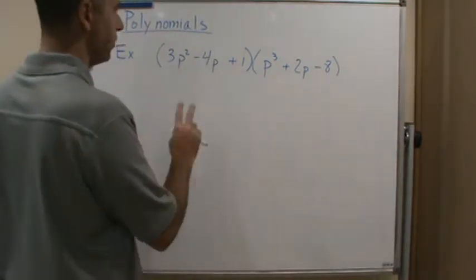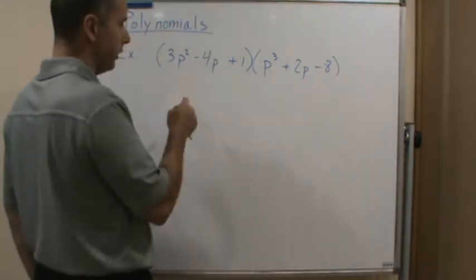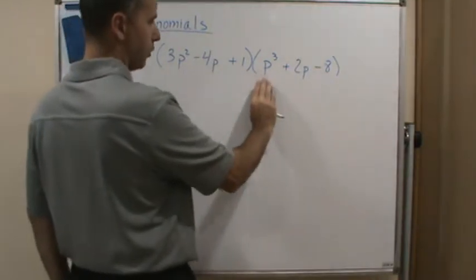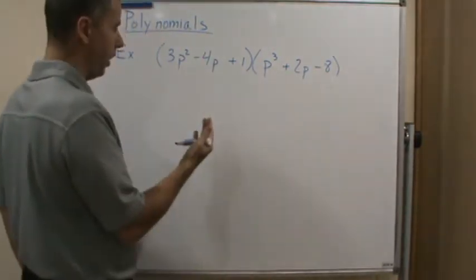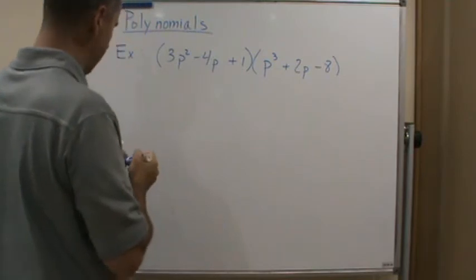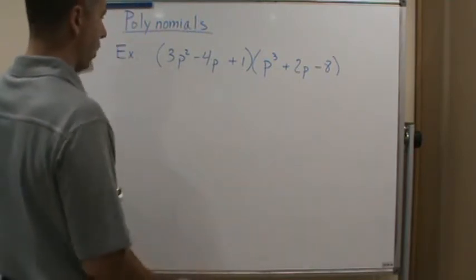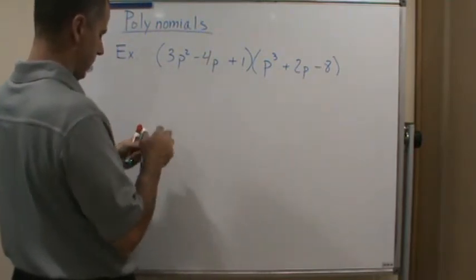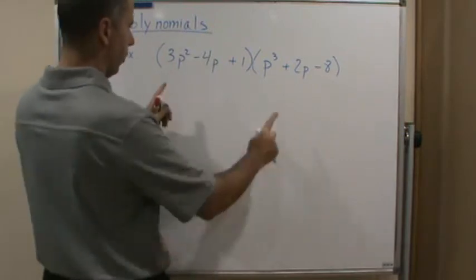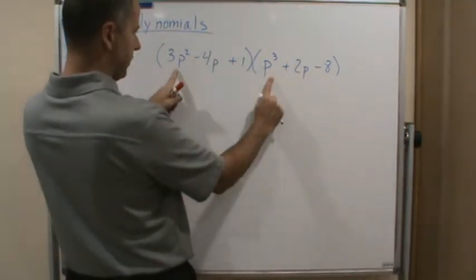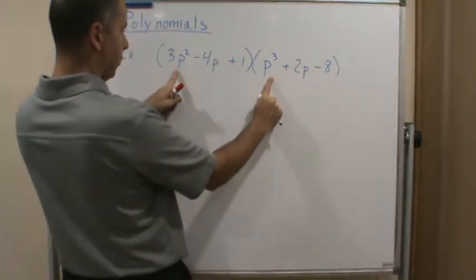So I'm going to distribute. Now I'm going to distribute these three terms across these three terms one by one. So just watch what I do, okay? And I'm going to use different colors here. So this times this gives me what?